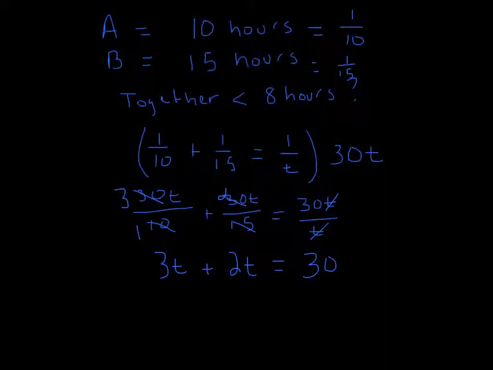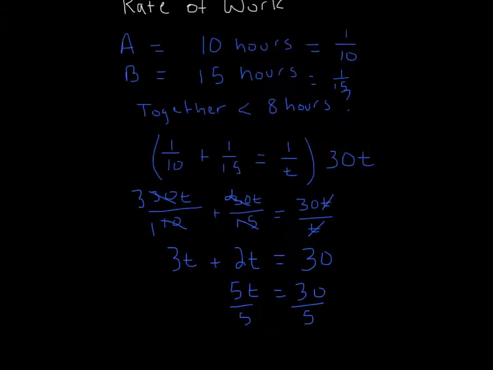So now we put them together. 3T plus 2T is 5T equals 30. Divide everything by 5, and you end up with, let me get a little more room.